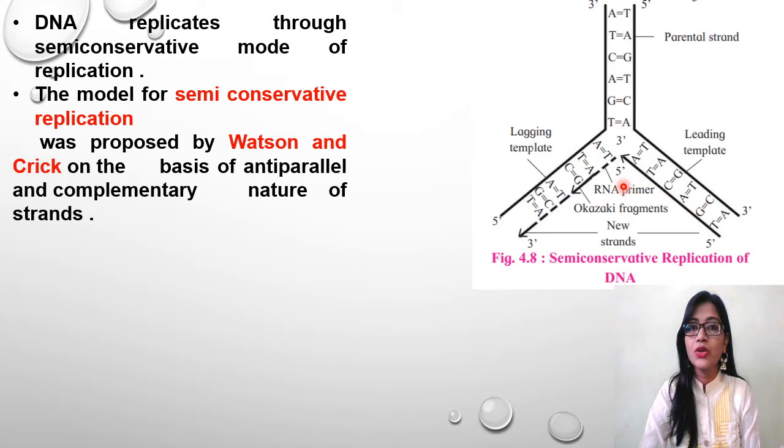Again, it is the same with the other strand. One is the old, parental strand, and the other is the newly synthesized strand. That type of process is called semi-conservative replication. Out of these two strands, one is old and another is new, and that model of semi-conservative replication was proposed by Watson and Crick. So let's have a look at the steps of semi-conservative replication of DNA.